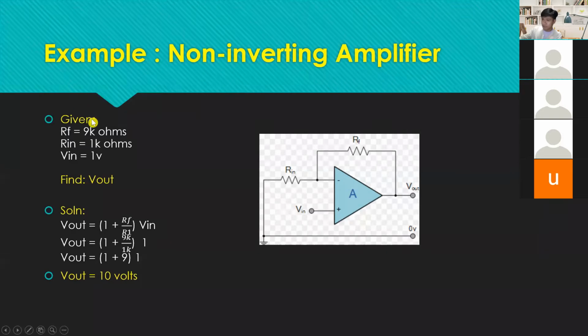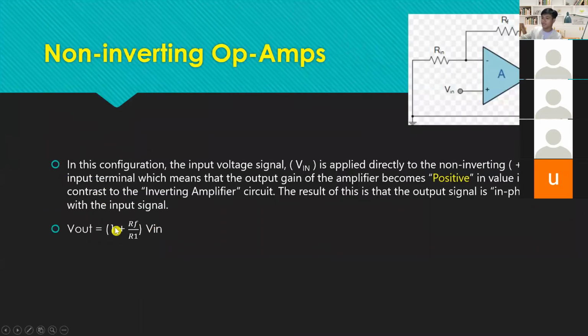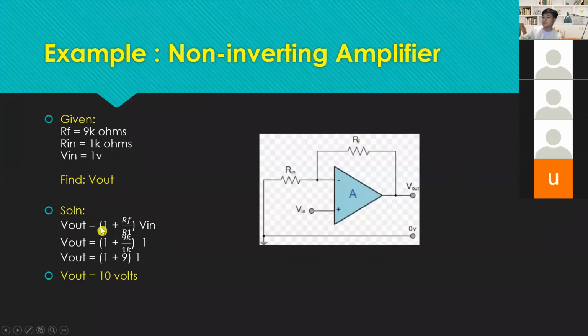So, we have a given here. We have 9 kilo ohms for the feedback resistor and then 1 kilo ohm for the Rin. And then 1 volt for the voltage input. So, find V out. Here's the solution using the formula that I showed to you a while ago. So V out is equal to 1 plus RF divided by R1 times V in. Basically, lalagyan mo lang yung mga values. Ano ba yung RF, ano ba yung Rin, ano ba yung V in.